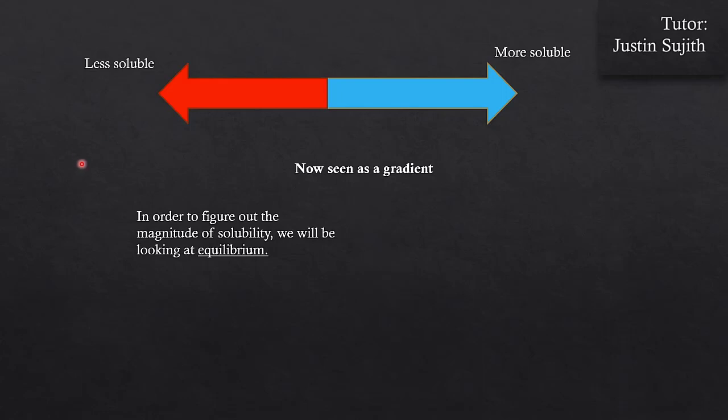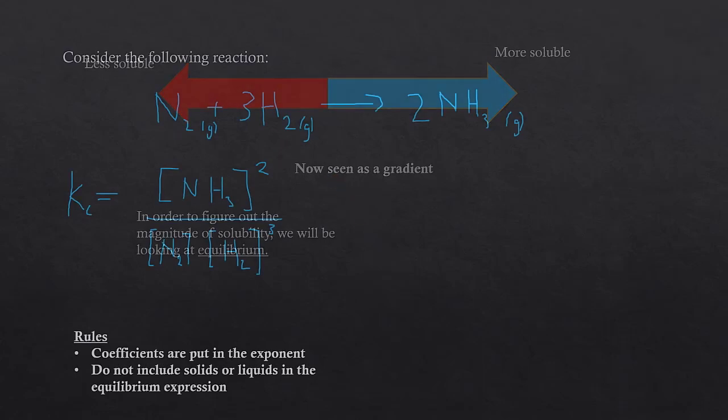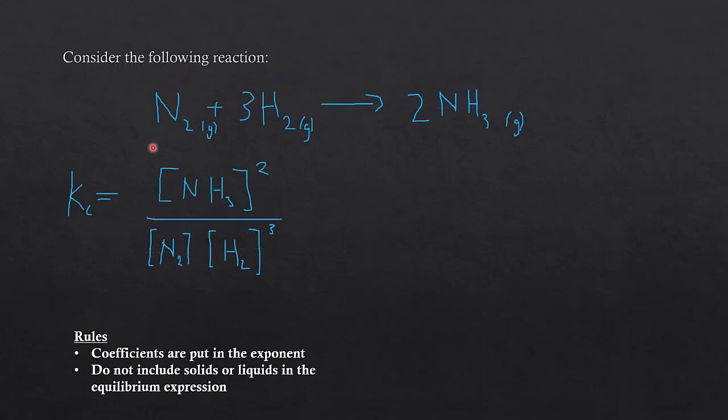So first, let's go back to something familiar. Consider the following reaction, which is the Haber process: N2 plus 3H2 goes to NH3. So if I told you to write a K expression for this reaction, that would be simple enough, right? We would first put products over reactants, so it would be NH3 squared, and then on the bottom it would be N2 and H2 to the power 3, right?